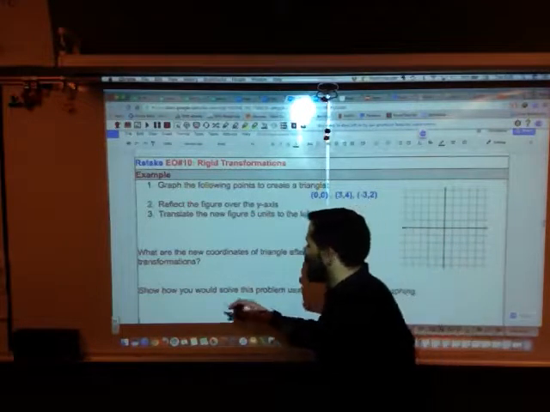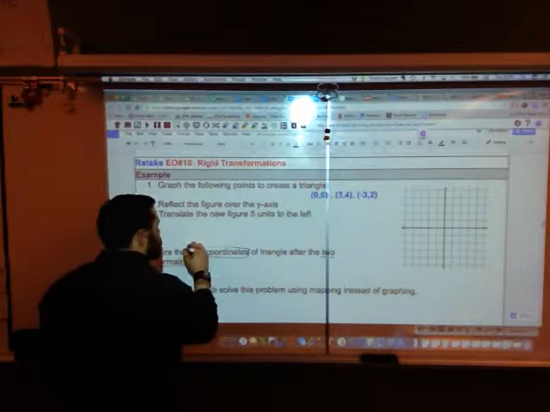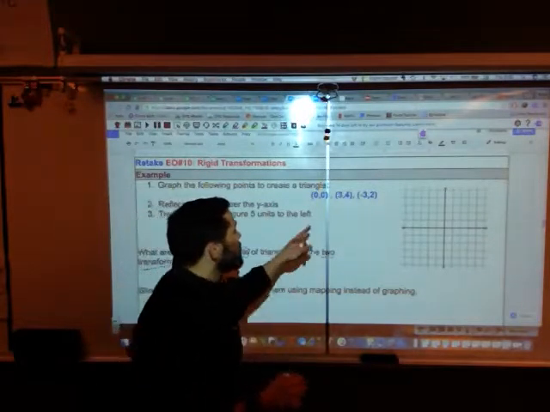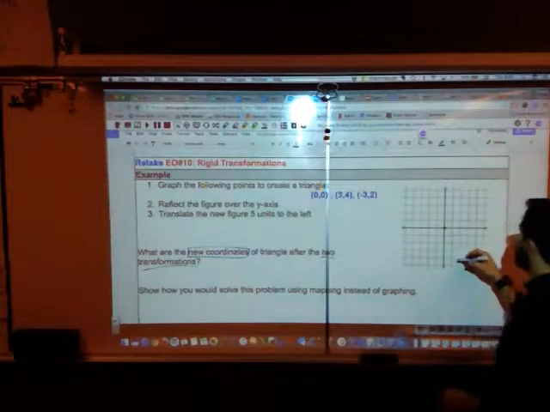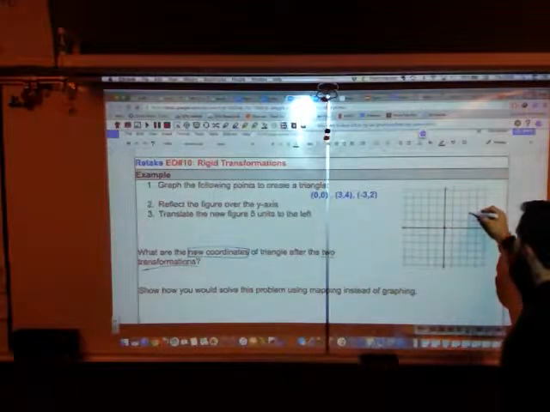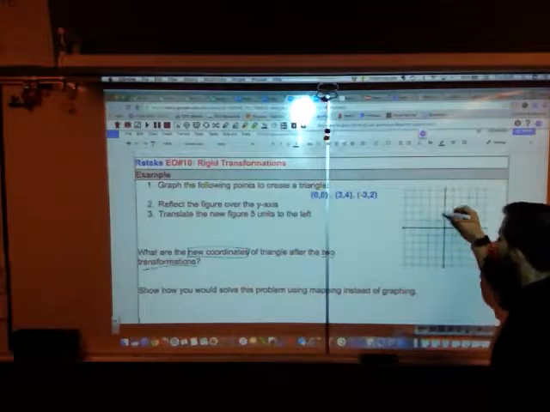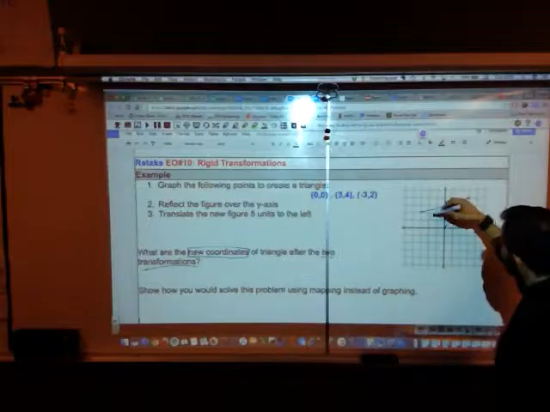So after both transformations, we want their new coordinates. It is going to create a triangle because it's 3 coordinate points. So let's go ahead and put them on there. We've got 0, 0. We've got 3, 4. We've got -3, 2. We'll go ahead and grab them and connect them.